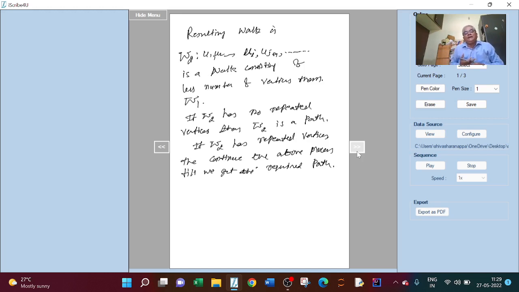Therefore every UV walk contains a UV path. Conversely, let P be a UV path. Then P is a UV walk, since every path is a walk. So if there is a UV walk, we can find a UV path in that walk. This is result number 1. Next I will go to another result.